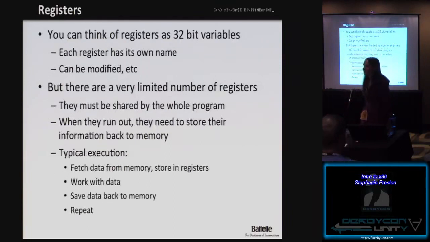So it's easiest to think of the registers as 32-bit variables. Each has its own name, and it can be modified, not the name, but the contents. But there are a very limited number of registers, and they must be shared with the whole program, and not just the whole program, but everything that's running on your CPU is sharing the same registers. So when they run out, their data needs to be stored back to memory.